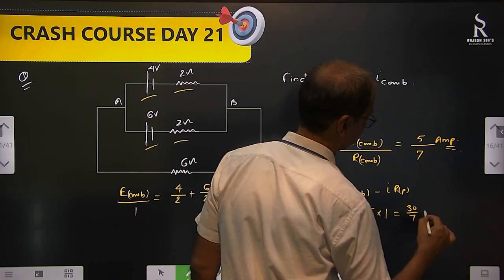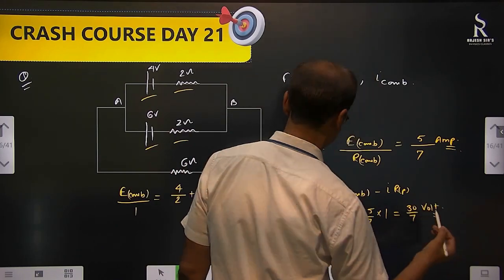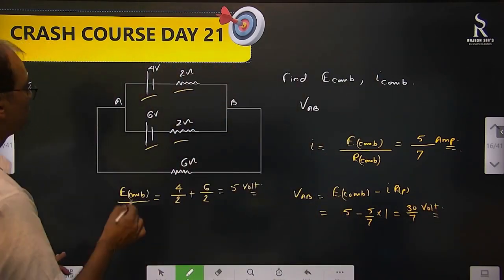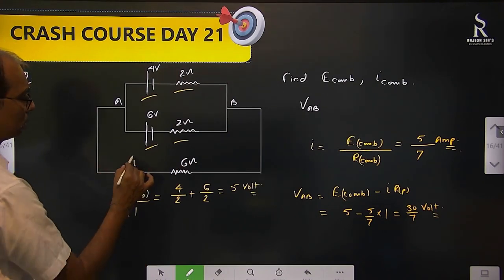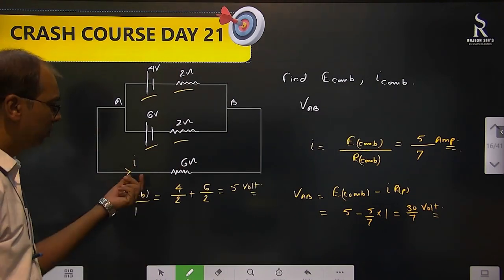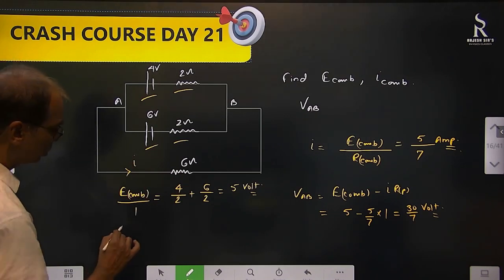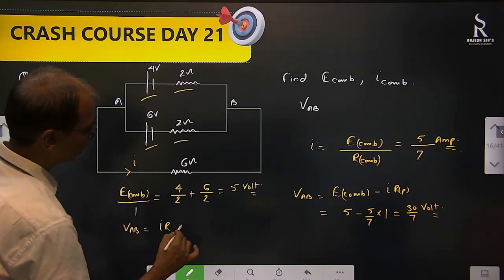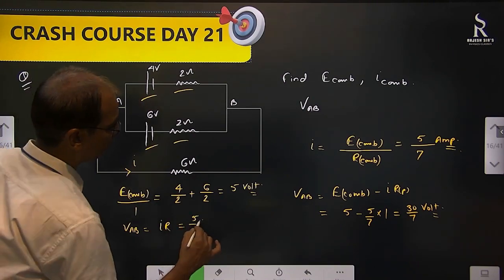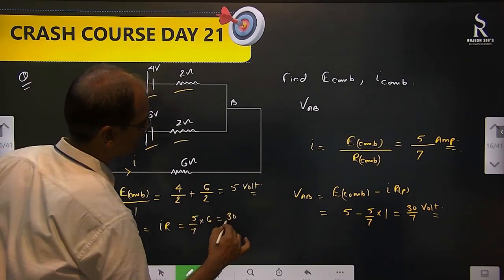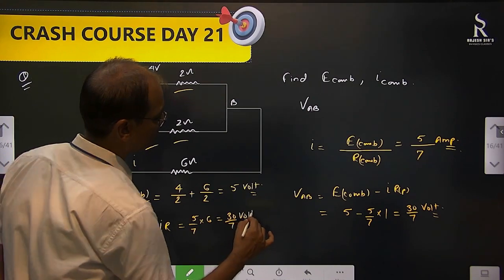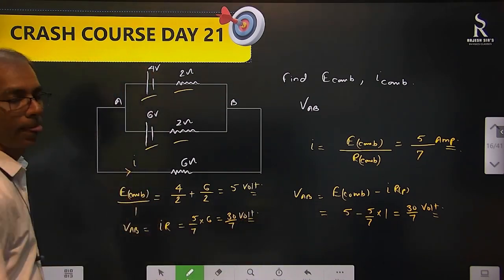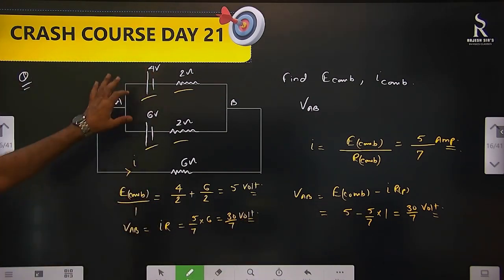30 by 7 volt. This way also we can find, or we can say that the same current should go through this also now. So VAB will be equal to IR also. That is also you can do. I is 5 by 7, R value is 6, so 30 by 7. Both are the same answers. Okay, so like this we should be doing it.